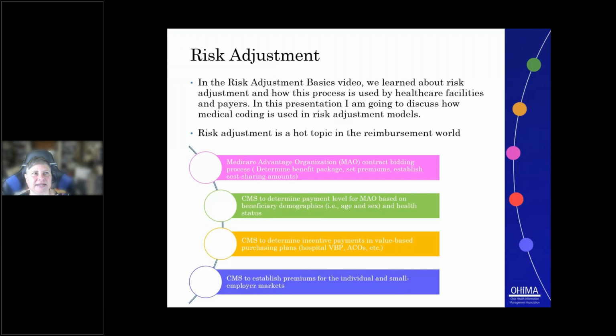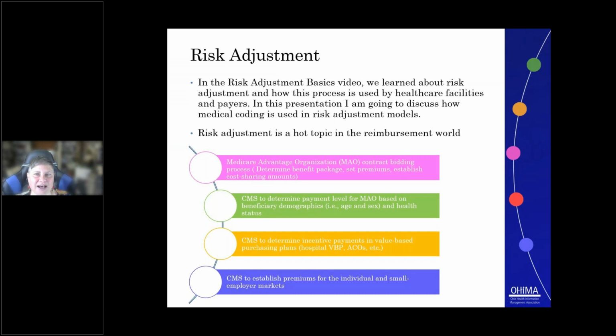In the risk adjustment basics video, we learned about risk adjustment and how this process is used by healthcare facilities and payers. In this presentation, I'm going to discuss how medical coding is used in risk adjustment models.